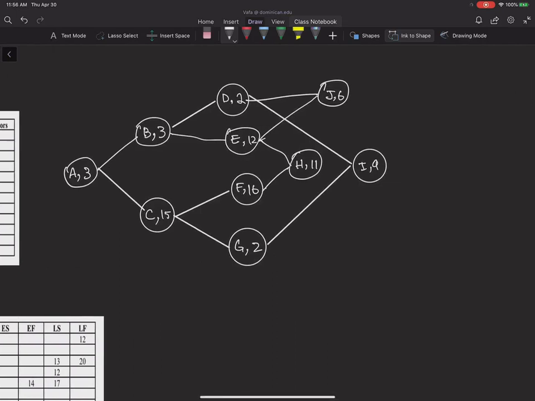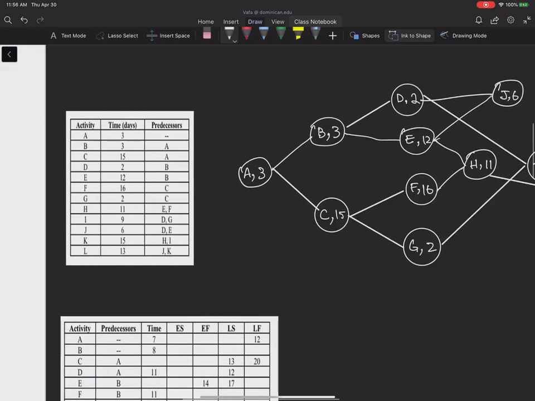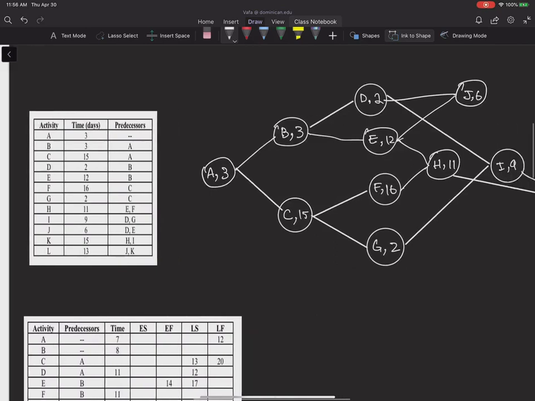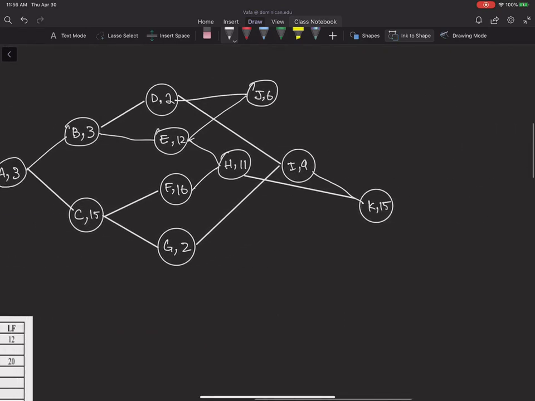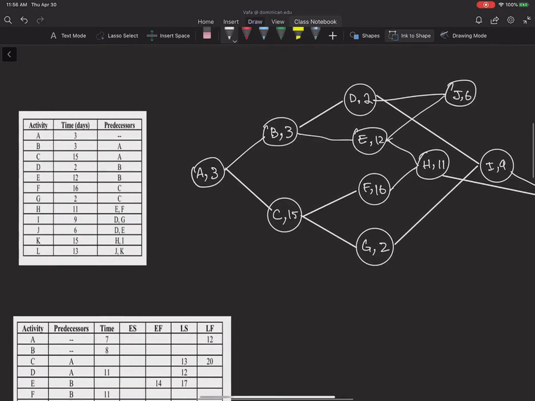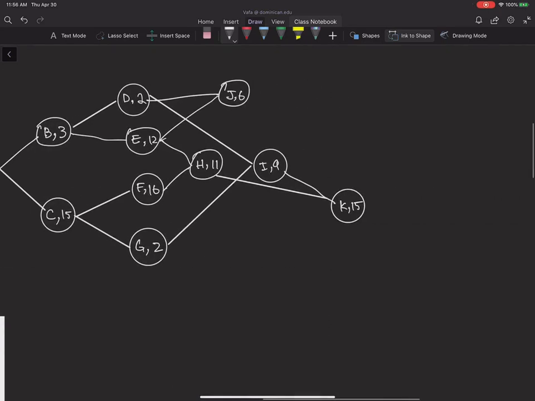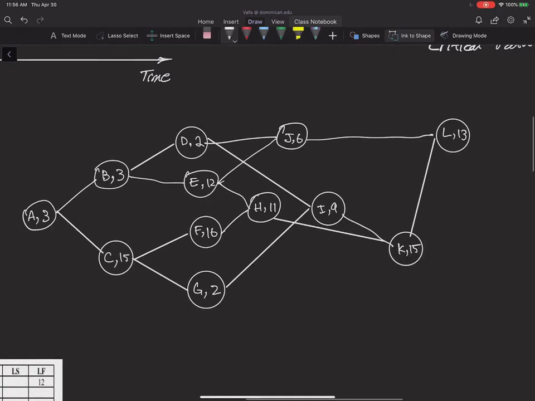So activities H and I will give me activity K, and the duration is 15. So K with the 15. And my final activity is activity L that can start after J and K. So J and K will give me activity L, and that will take 13 weeks. So this is my network.